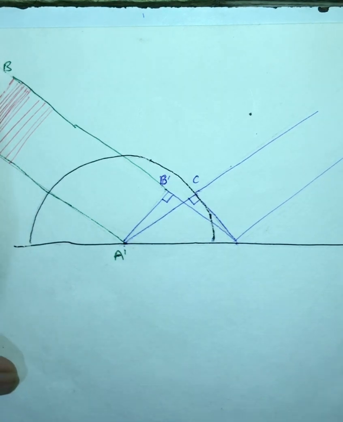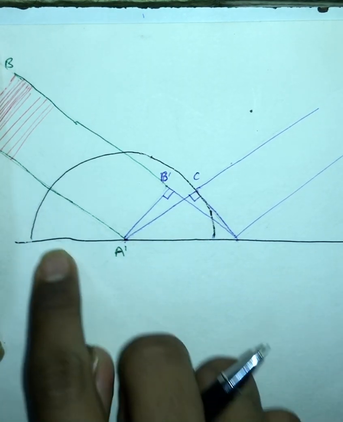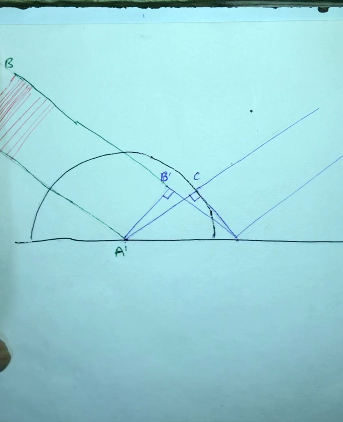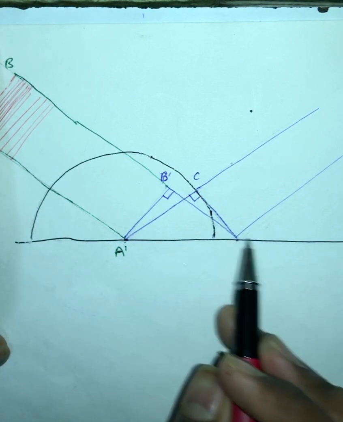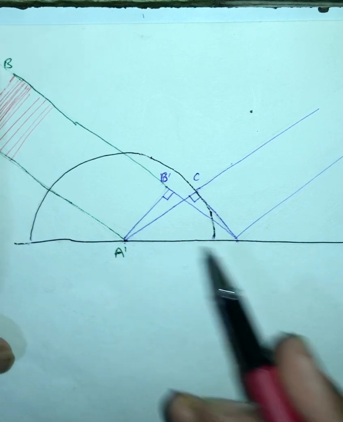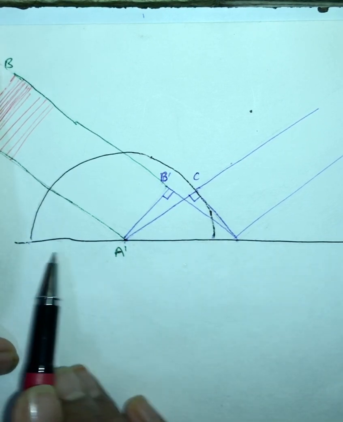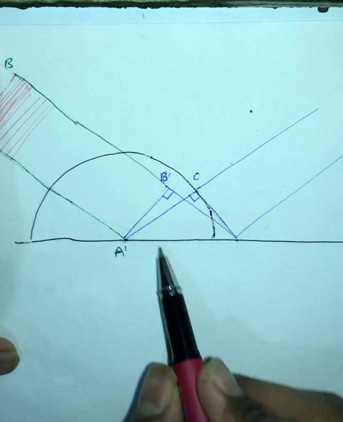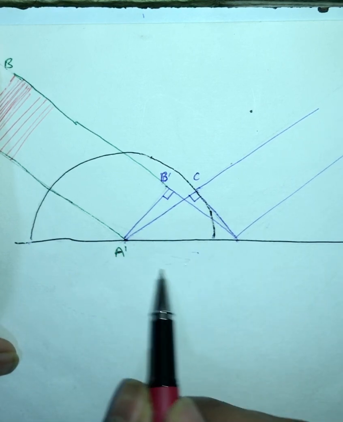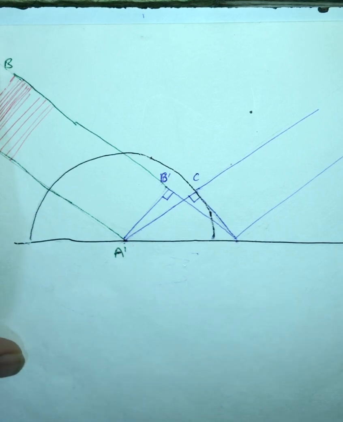And now you all must be wondering why only this wavefront is a semicircle. Why not a complete circle over here? Because since this is a reflecting surface, light will not pass through this reflecting surface and it will get rebounded back. And as it does not pass through a reflecting surface, there will be no light over here, and thus there will be no wavefront over here.